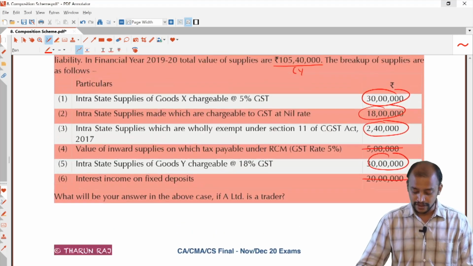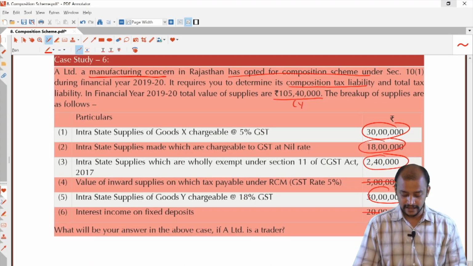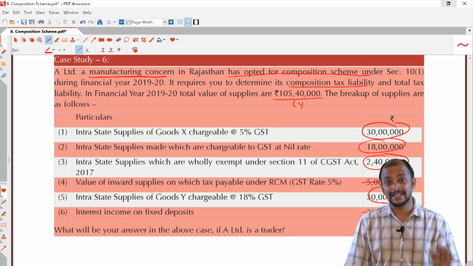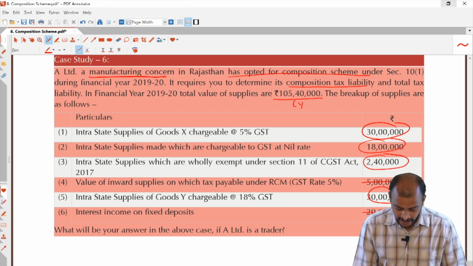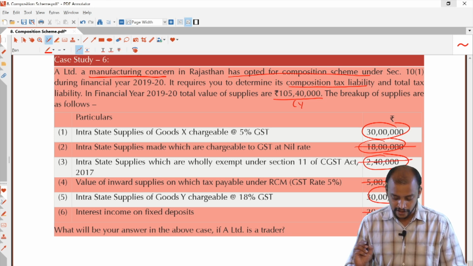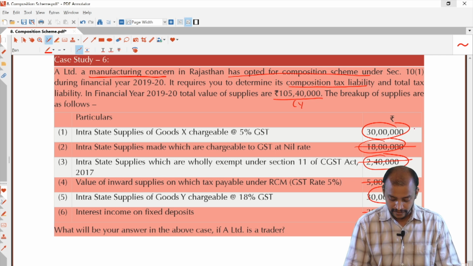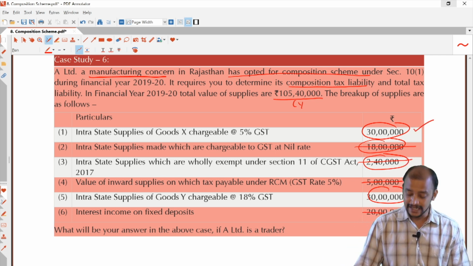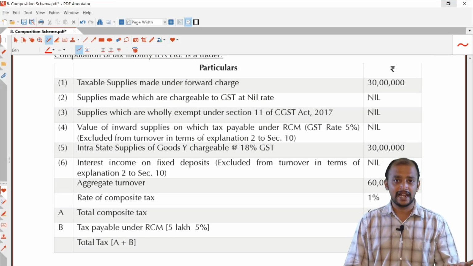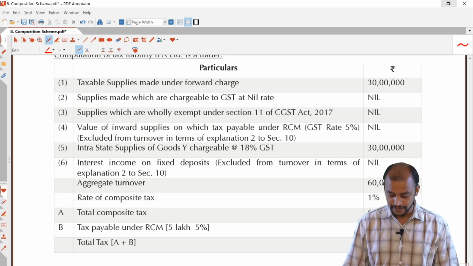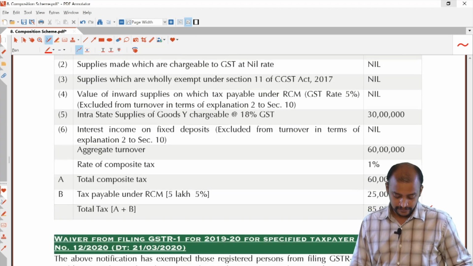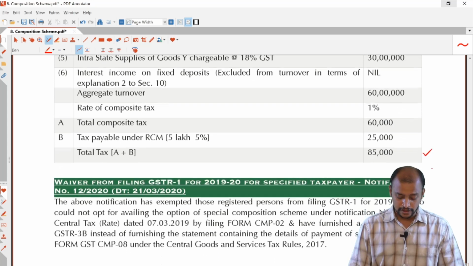Now, there is another part to this question. What will be your answer in the above case if A Limited is a trader? A trader will pay GST only on the taxable turnover. So here, nil rate supplies will not come in taxable turnover, and wholly exempt supplies also will not come in taxable turnover. The taxable turnover will be this 30 lakhs and this 30 lakhs. So 60 lakhs into 1%, and then on inward supplies 5 lakhs into 5%, 25,000. So 85,000 will be the tax liability, if he is a trader. But for aggregate turnover, be careful here, you should remember.